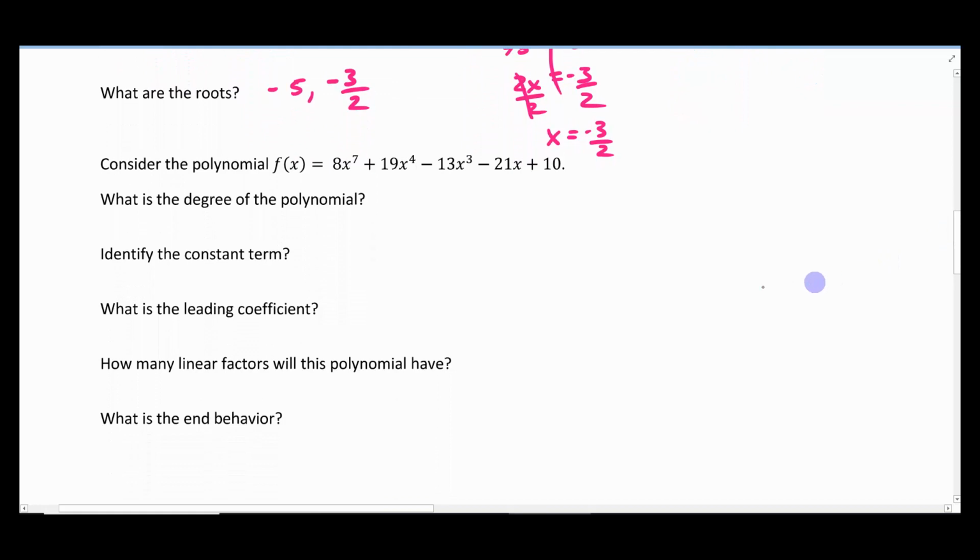Because we're trying to graduate from just quadratics and getting into some more complicated polynomials, higher order, which means they have higher degrees, right? So when we consider the polynomial that we have here, the first question they want to know is, what is the degree of the polynomial?